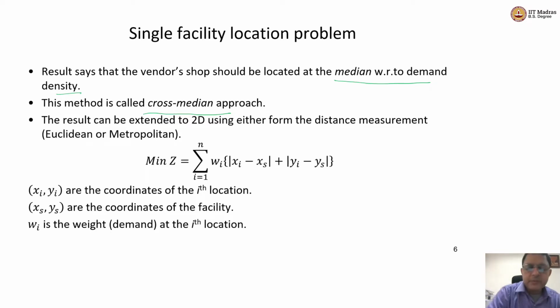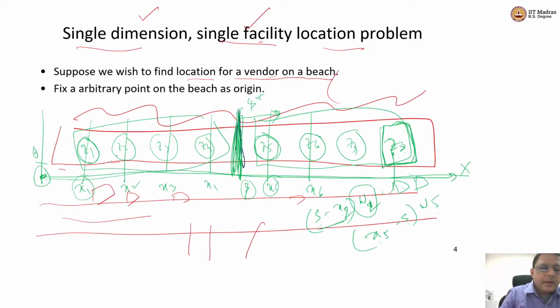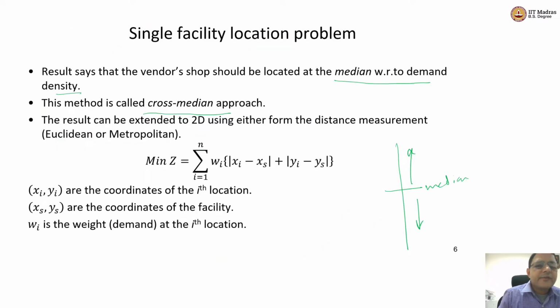Median, right? What is the definition of median? You arrange the data, and median is such that 50% of the data lies here, 50% of the data lies here, and the middle value is the median value, which is exactly what we got. So we are saying that this weight should be the same as this weight. If there are 100 customers here, there should be 100 customers here. So totally there are 200 customers, and you located the facility right in the middle. Therefore, you are locating at the median, and therefore this approach is called the cross median approach.